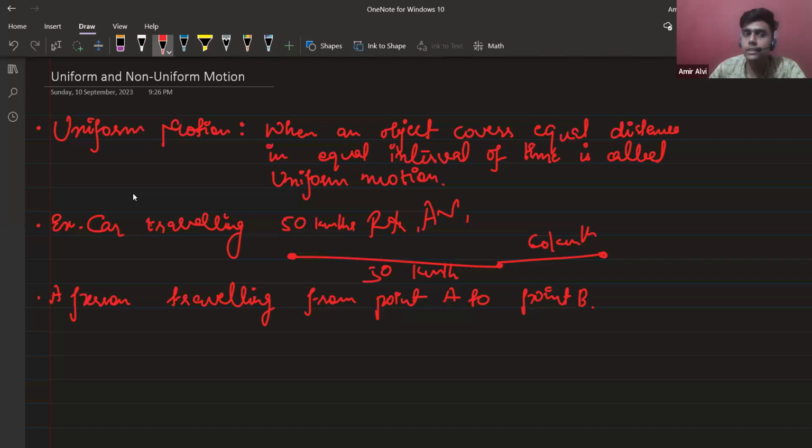Alvina, is the car traveling 50 kilometers per hour correct? Yes or no? It's correct, sir. Okay. According to Alvina as well, it's correct.